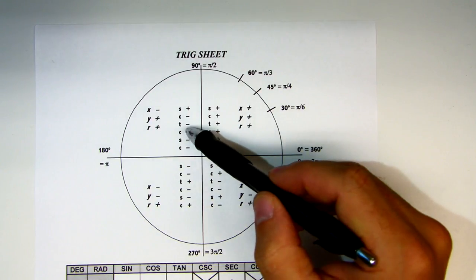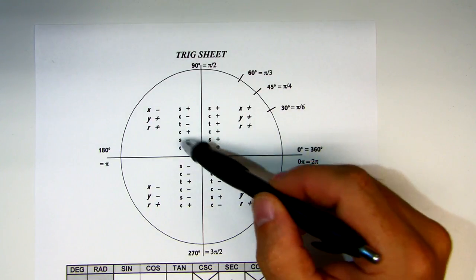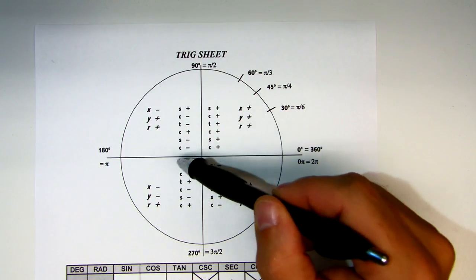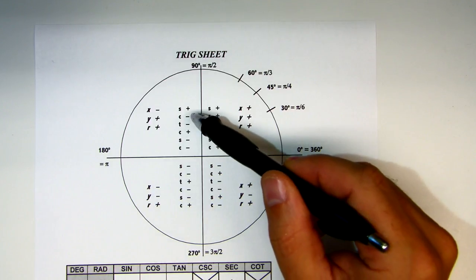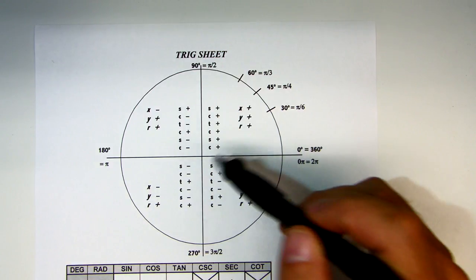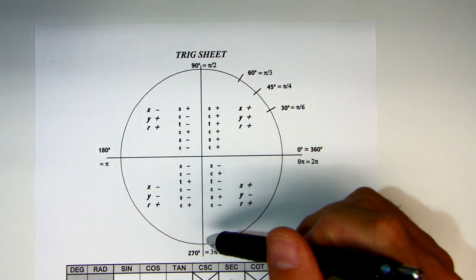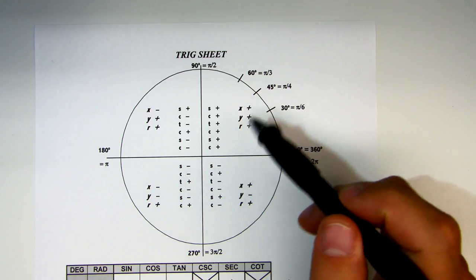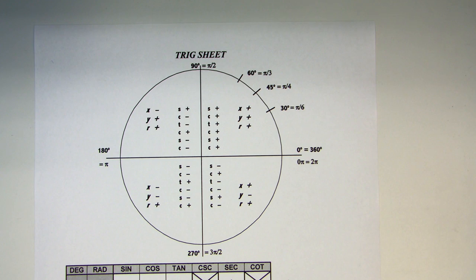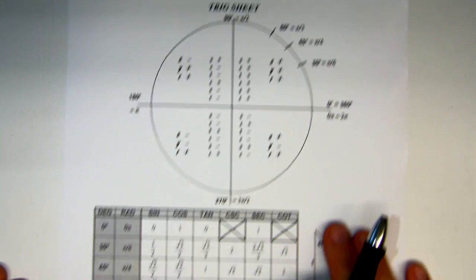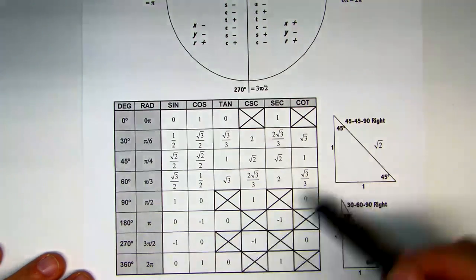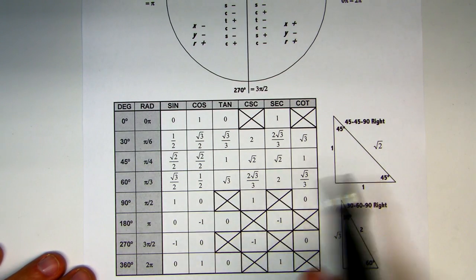And then secant, cosecant, and cotangent are exactly the same signs as sine, cosine, and tangent with their respective. So secant will be 1 over cosine, cosecant is 1 over sine, and cotangent is 1 over tangent. Okay? So what we're going to learn now is how to create this trig sheet and our set of values for the common angles.